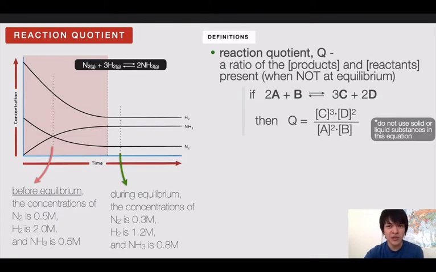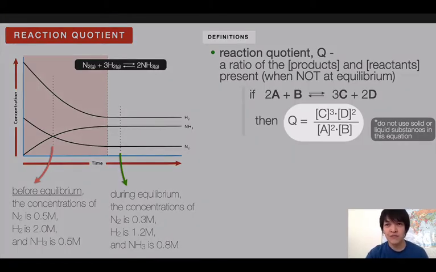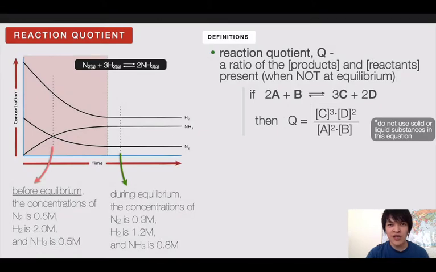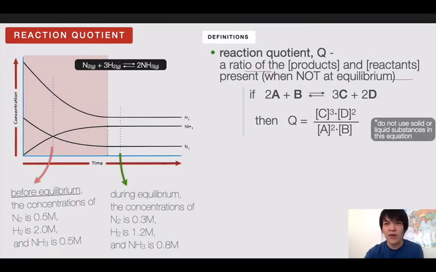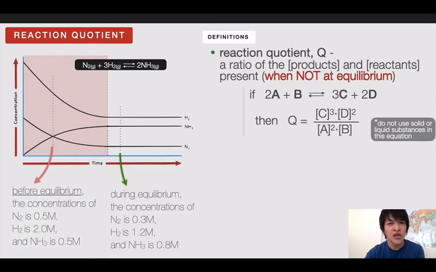This slide should look similar to the previous video. That's because calculating the reaction quotient is literally the same thing as calculating the equilibrium constant. Look at the reaction quotient equation. It's a ratio of the concentration of products to the concentration of reactants present. But this time, we use the concentration amounts of the substances that are not at equilibrium. What this means is the value that we're calculating for a reaction quotient is separate from the value K_eq.